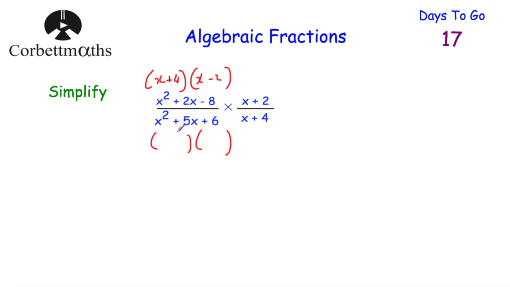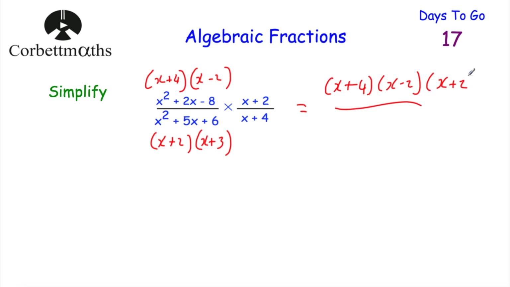And now in terms of the denominator, if we factorize this, x and x, we're looking for two numbers that times together to be 6 and add together to be 5, so I'm thinking plus 2 and plus 3. So we factorize the numerator and we factorize the denominator. And now we just need to multiply the numerators and multiply the denominators. So if we multiply them, the numerator would be x plus 4 bracket x minus 2 bracket x plus 2. In terms of the denominator, it would be x plus 2, x plus 3, and x plus 4.